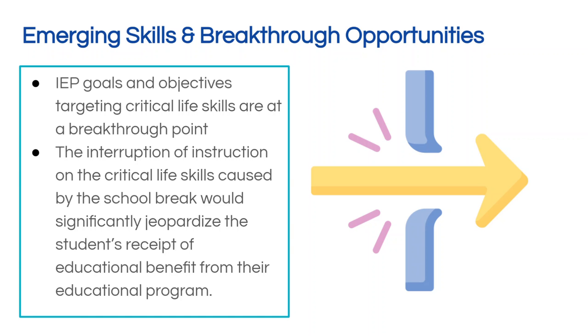Emerging skills and breakthrough opportunities. The IEP team determines whether any IEP goals and objectives targeting critical life skills are at breakthrough point. The IEP team determines whether the interruption of instruction on the critical life skills caused by the school break would significantly jeopardize the student's receipt of educational benefit from their educational program during the regular school year without ESY services. Use data from data sheets, formative assessments, and performance checklists that document recent increase in the demonstration of critical life skills. It is important to consider if the breakthrough skill can only be addressed in the school environment and requires direct instruction, or if it is a skill the student will be able to continue to work on during the break.